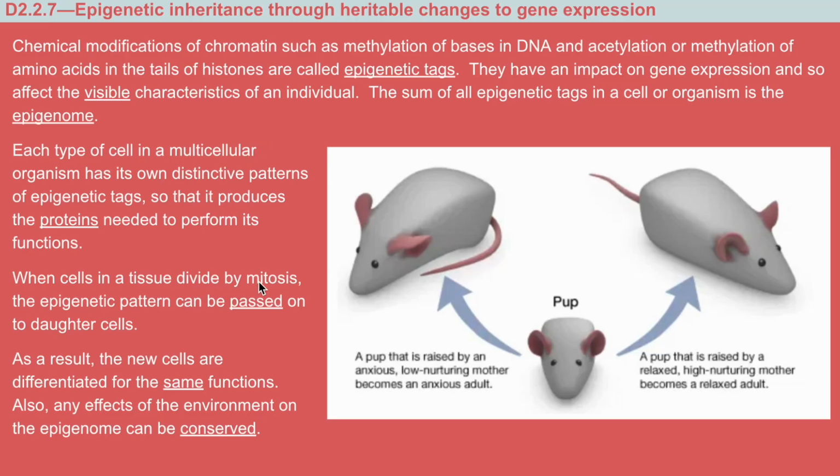Now, when cells in a tissue divide by mitosis, one parent cell becomes 2 identical daughter cells. The epigenetic pattern is passed on to the daughter cells. As a result, okay, the new cells are differentiated for the same functions. Any effects of the environment on the epigenome are conserved.